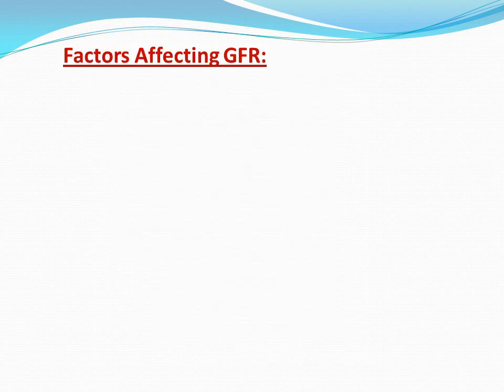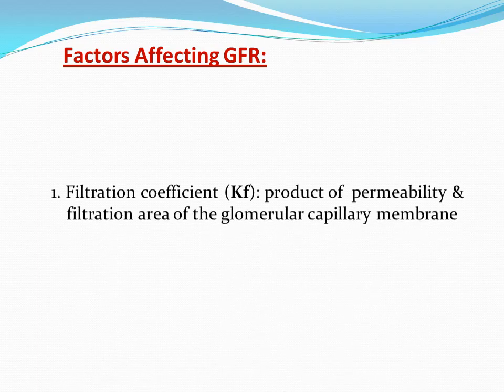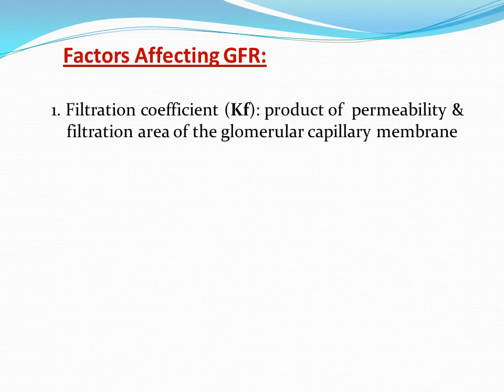So now certain factors that are affecting the GFR, that we'll discuss briefly. First and the primary factor is the filtration coefficient, that is the product of the permeability and the filtration area of the glomerular capillary membrane. So this will depend on the state of the glomerular capillary membrane, depending on the thickness of the membrane, depending on the negative charge, so it will determine the filtration.